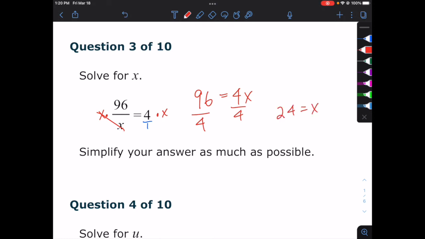Now, that's really the same. This process, this equation we get right here, is really that cross product equation if we think about it, because if this was 4 over 1, well, our one cross product is 96 times 1. Our other cross product is 4x. So that gives us that same equation as we would get by just doing inverse operations.